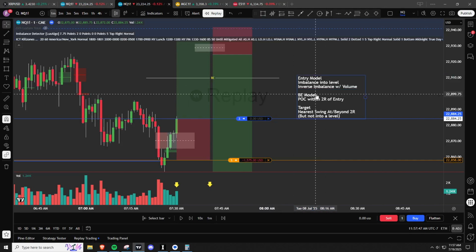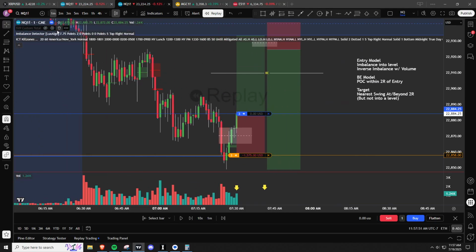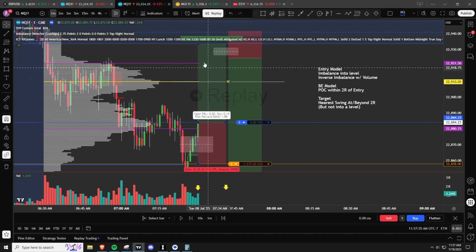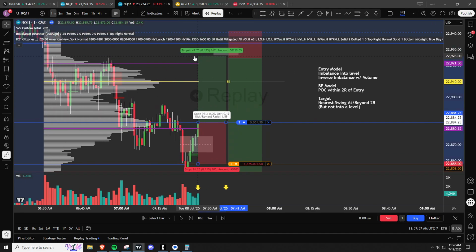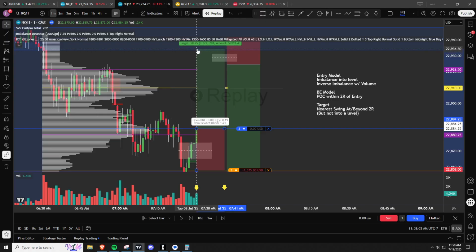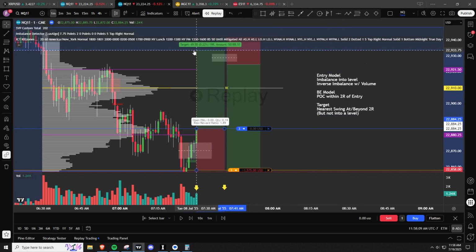Hello? There we go. All right. So we got our entry model taken care of. Now we have to figure out where our BE is going to be. So I'm going to turn the session volume profile back on. I'm going to set this up so that it shows 2 on risk reward. Now, unfortunately, to get to 2, that means we have to go into a level. It says not into a level. So we're going to bring this down a little bit.